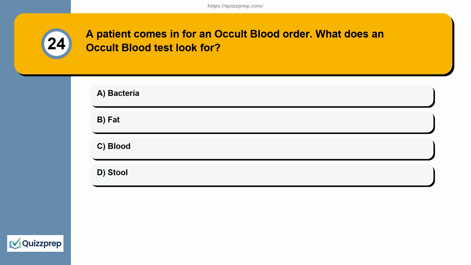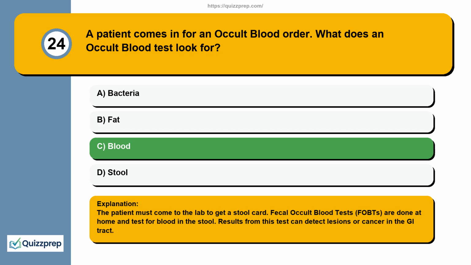Question 24. A patient comes in for an occult blood order. What does an occult blood test look for? Bacteria, fat, blood, stool. The patient must come to the lab to get a stool card. Fecal occult blood tests, FOBTs, are done at home and test for blood in the stool. Results from this test can detect lesions or cancer in the GI tract.